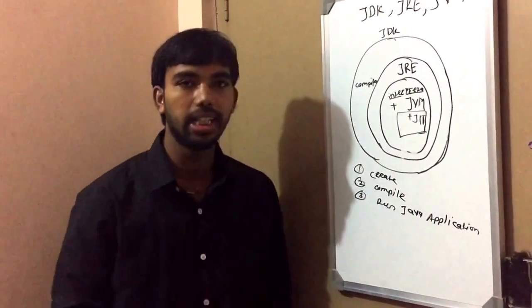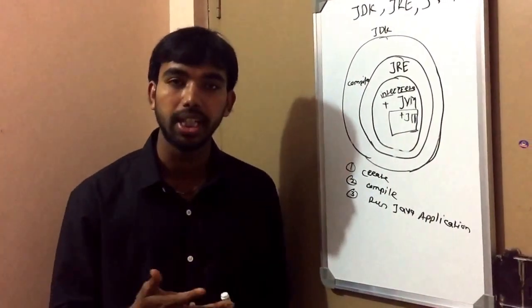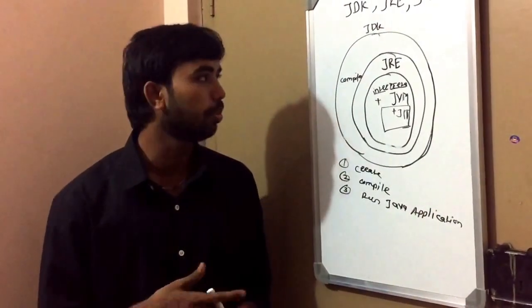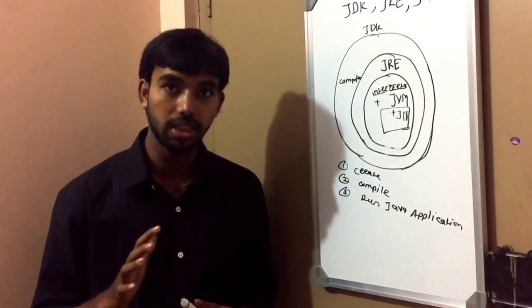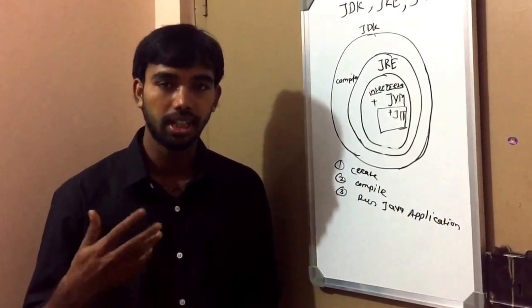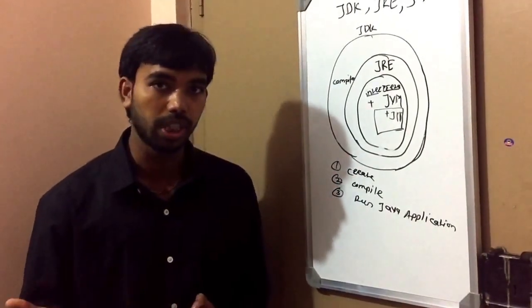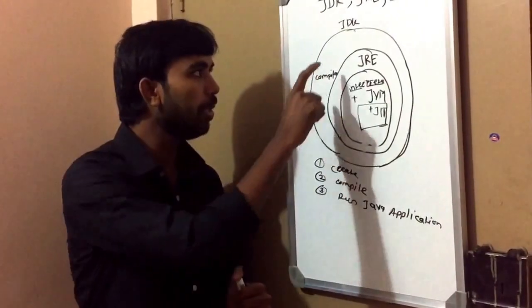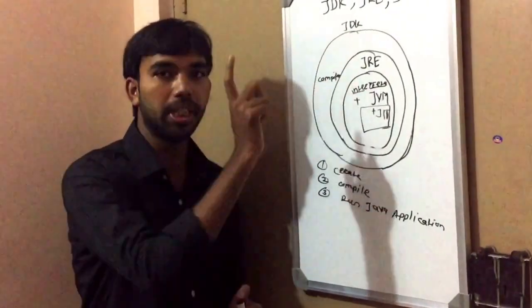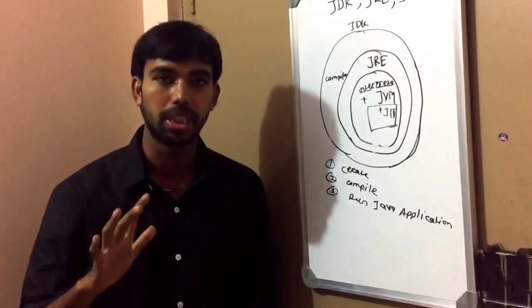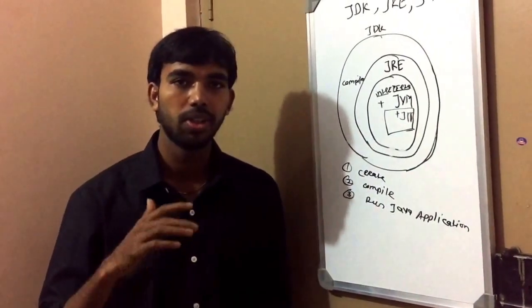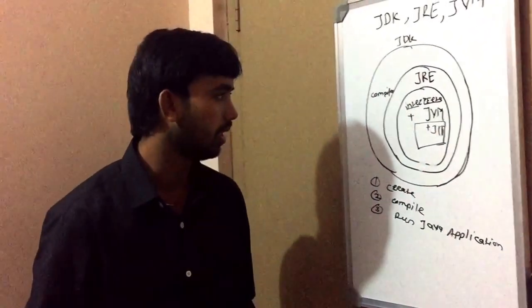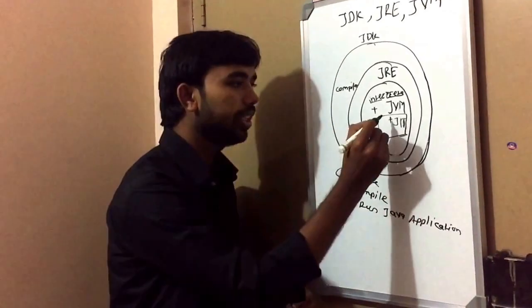If you see, JDK is used to create, compile and run the Java application, but JRE is used to run whatever compiled Java application we are going to run. So the major difference between JDK and JRE is compilation. JDK gives some compilation tools which you use when you are compiling your Java application. So next we come to the JVM.